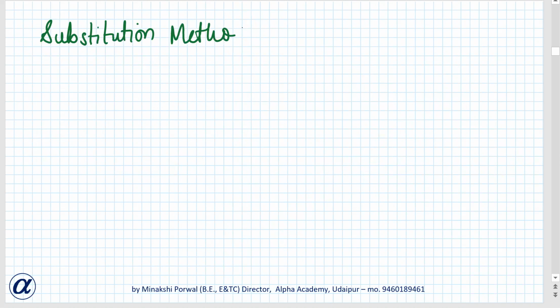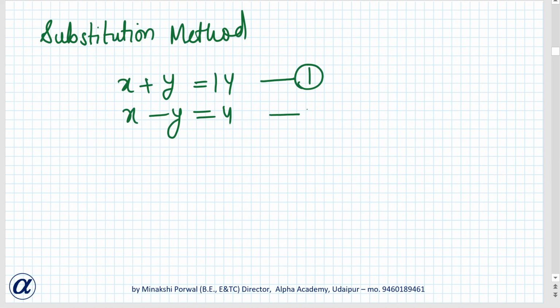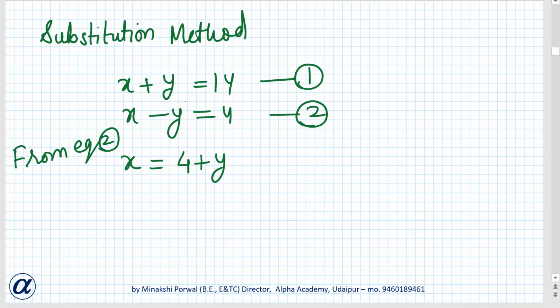In substitution method, what we will do, x plus y equals 14, x minus y equals 4. एक को इक्वेशन 1 नेम देंगे, एक को इक्वेशन 2 देंगे. इक्वेशन 2 से x की वैल्यू निकाली. Okay, x will be equal to 4 plus y. We have just sent this thing from here to here, so it will be 4 plus y.